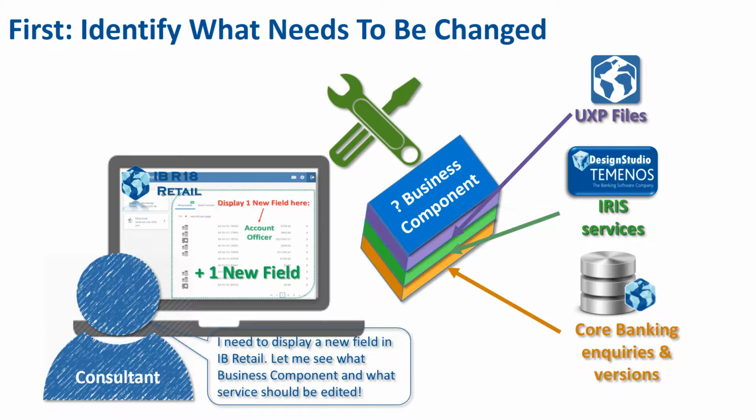This video series will show you how to identify the exact business component affected by displaying the new field, the UXP layer files that will have to be edited to accommodate the change, the iris service that should expose that field to UXP, and the core banking inquiry that should fetch that information.